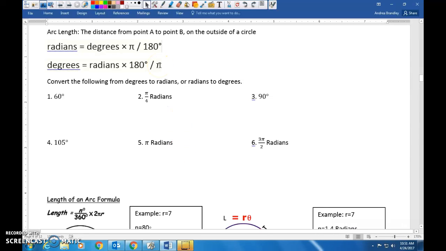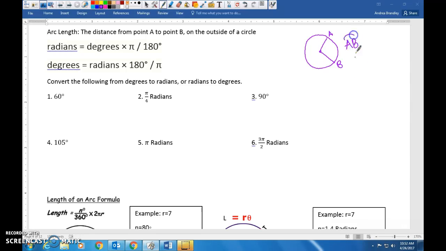Okay, so this video is on arc length. Let me first define what arc length is. If we're looking at a circle, the measure of the entire outside of the circle is called the circumference. But let's say we have the center of our circle and we have point A here and point B here. If we were to measure from point A to point B, that would be the arc length. It would be the measure of the arc AB. So that's kind of what arc length is.